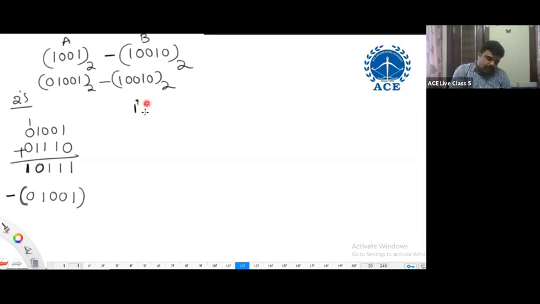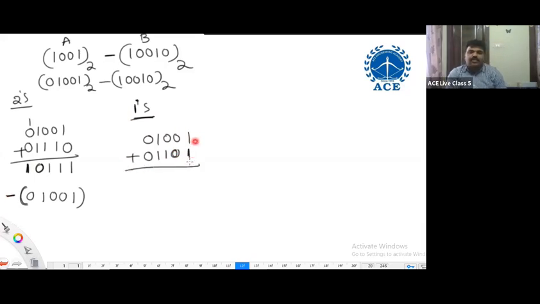Now, ones complement method. What is it here? 0, 1, 0, 0, 1 plus 1's complement of B, 0, 1, 1, 0, 1. Then let me add: 1 plus 1 is 0, 1 is carry. 1 plus 0 plus 0, it is 1. 0 plus 1 is 1. 1 plus 1 is 0, 1 is carry. 1 plus 0 plus 0, it is 1. Is there final carry? No, it is not having final carry.